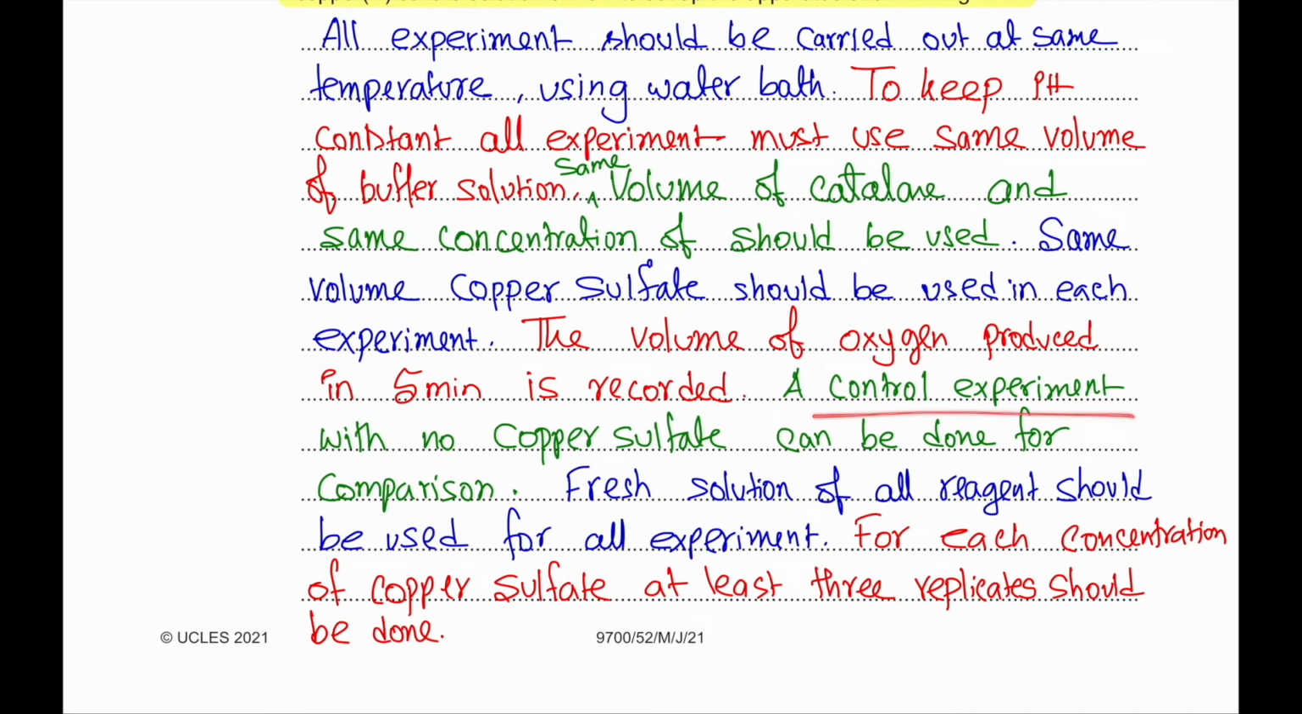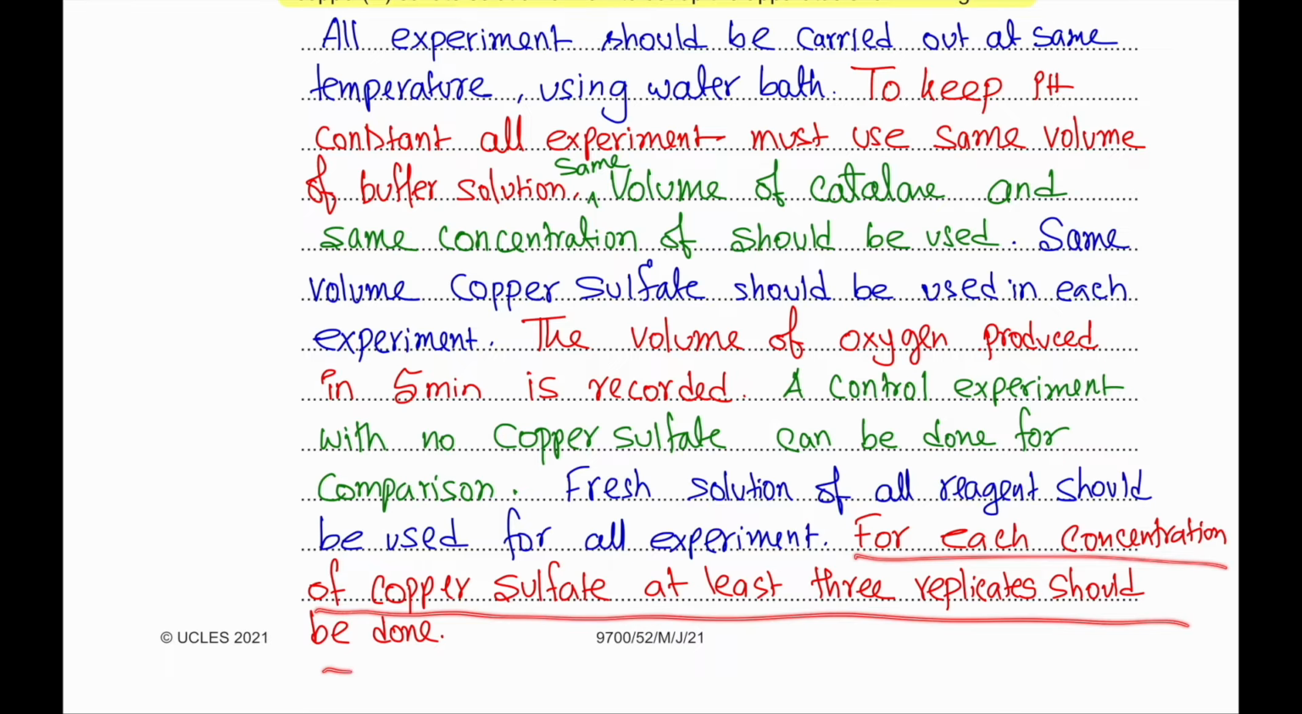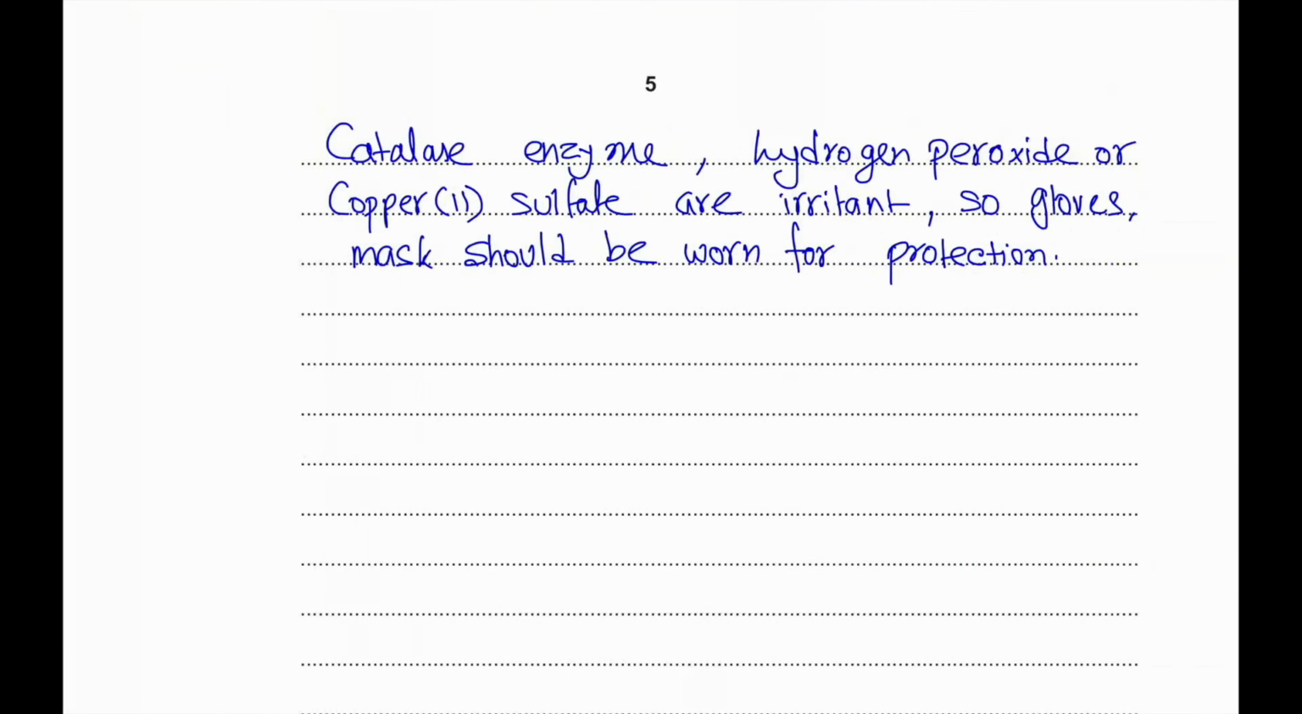A control experiment with no copper 2 sulfate can be done for comparison, to show whether the presence of copper 2 sulfate is affecting the rate of reaction or not. Fresh solution of all reagents should be used for all experiments. All right, for each concentration of copper 2 sulfate, at least 3 replicates should be done. And as a precaution, catalase enzyme, hydrogen peroxide, or copper 2 sulfate are irritants, so gloves and a mask should be worn for protection.